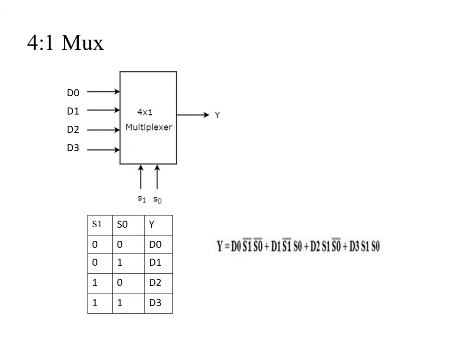If 4 cross 1 is compared with the standard form 2 raised to n cross 1, n will be equal to 2 and hence it has 2 select lines. Depending on the select lines, the output will be decided. So from the truth table, depending on the combinations of input, one of the input lines will be selected at the output. Whenever the select line is 0, 0, the output y will be equal to D0. When select line is 0, 1, the output y will be equal to D1 and so on. So depending on this, the expression for 4 cross 1 mux is given.